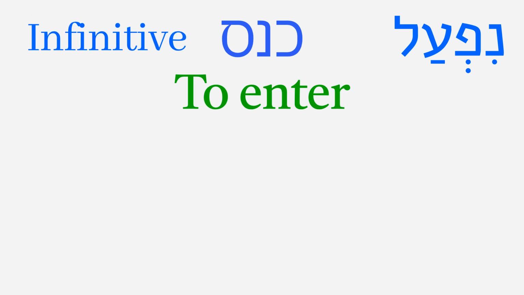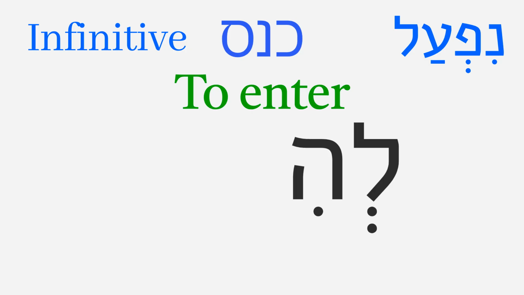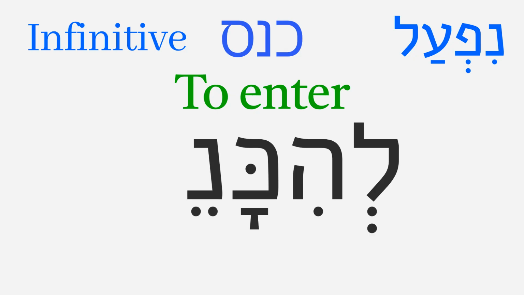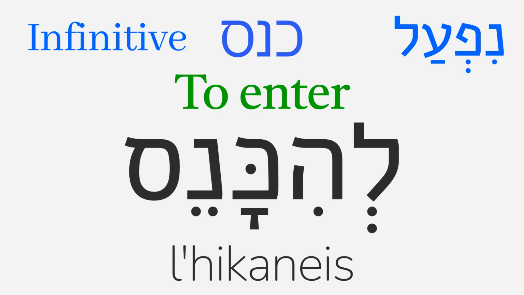Let's make this Niphal infinitive. This will start with a lamed with shva and a hey with hirik. Then come the first root letter kaf with dagesh and kamatz, second root letter nun with sere, and third root letter samek. Lahikanes, to enter.